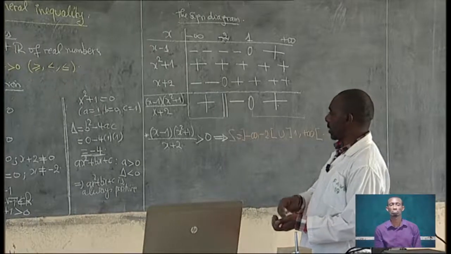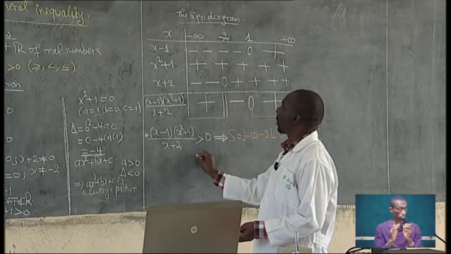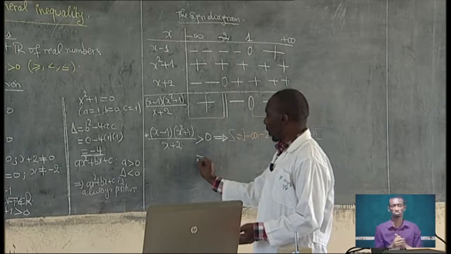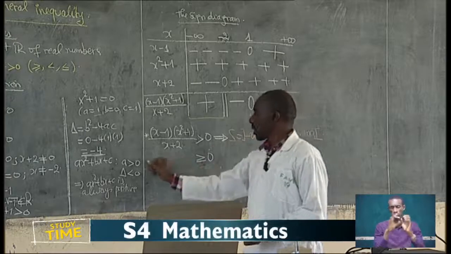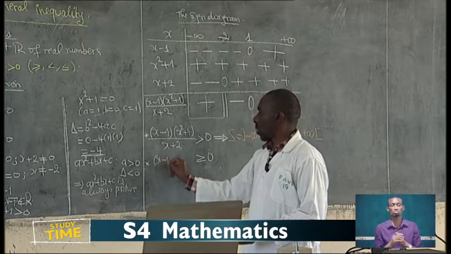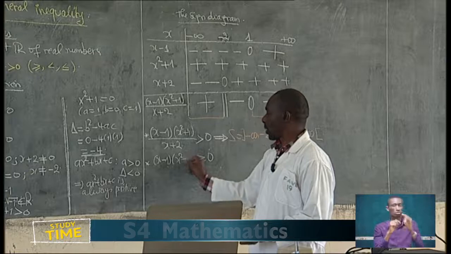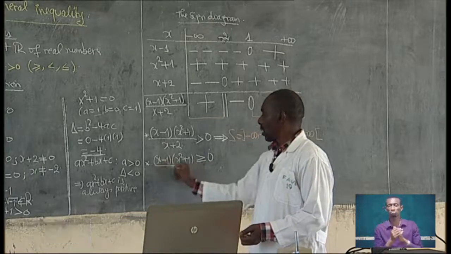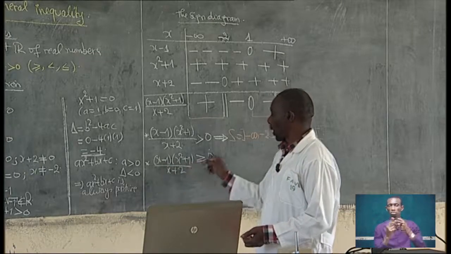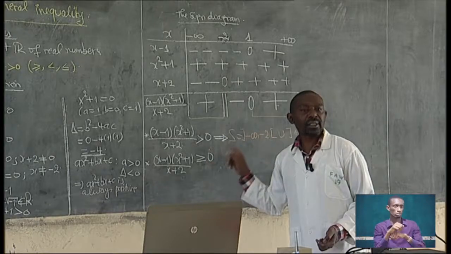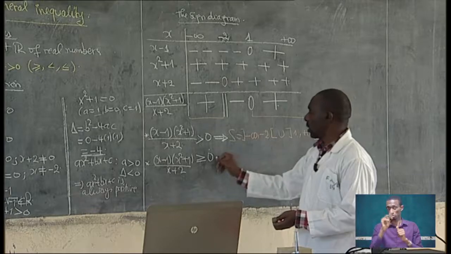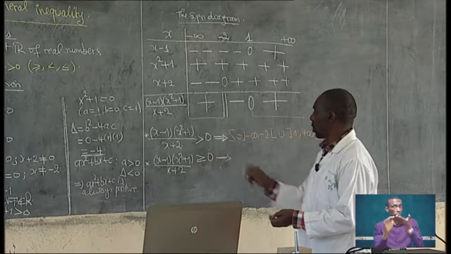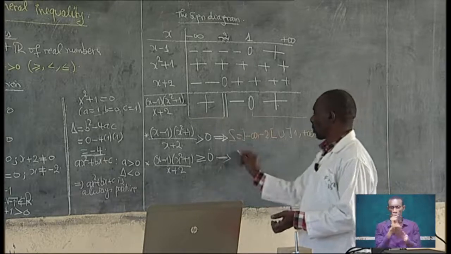In case my inequality is greater than or equal to 0, meaning I have (x minus 1) times (x squared plus 1) divided by (x plus 2) greater than or equal to 0. The sign diagram is still the same, but the set of solution will change.